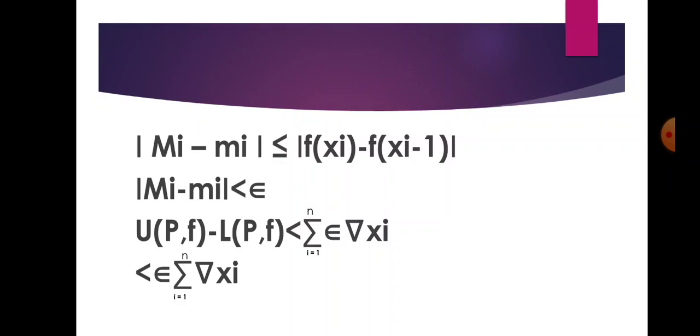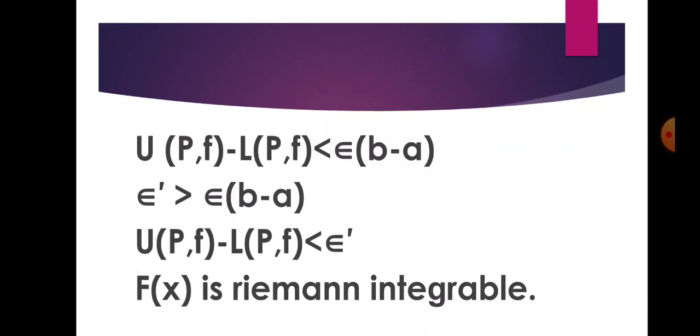Now taking this epsilon out, we have epsilon times the summation of delta xi, and we know that the total length of the subintervals will be b minus a. So U(P,f) minus L(P,f) will be less than epsilon times (b minus a). Okay, now consider another value epsilon dash greater than epsilon times (b minus a). On replacing, we have U(P,f) minus L(P,f) less than epsilon dash, and we have proved the necessary and sufficient condition of Riemann integrability. Hence I can say f(x) is Riemann integrable.